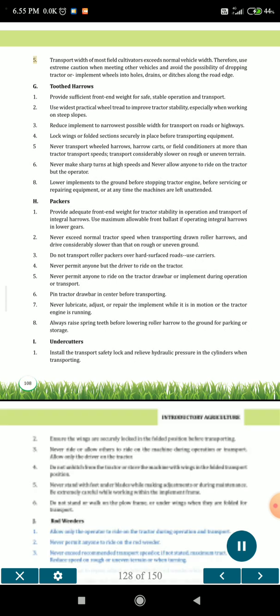5. Transport width of most field cultivators exceeds normal vehicle width. Therefore, use extreme caution when meeting other vehicles and avoid the possibility of dropping tractor or implement wheels into holes, drains, or ditches along the road edge. G. Toothed harrows. 1. Provide sufficient front-end weight for safe, stable operation and transport.